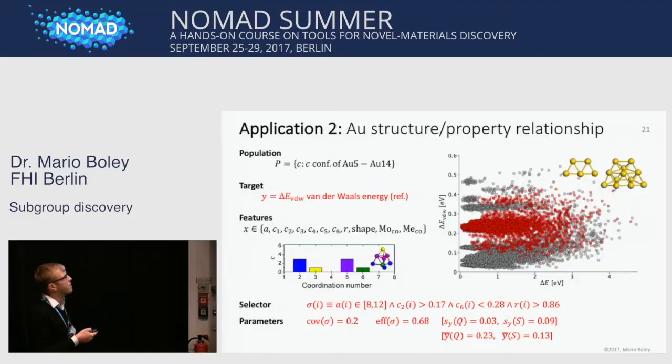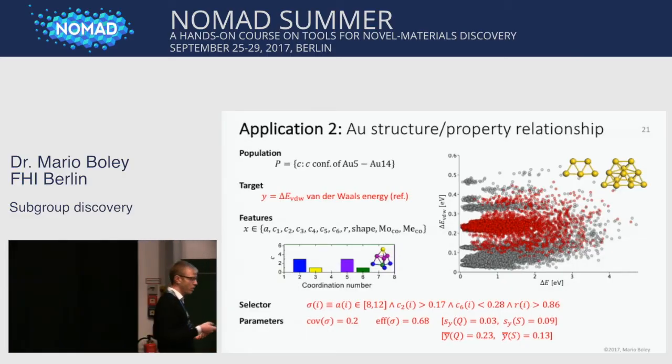Okay, so the effect here is 0.68, and you have selected 20% of your input configurations with this. So you still have a fairly large group where you can say something happens here with respect to the van der Waals energy, and then you can obviously hypothesize why that is and investigate further.